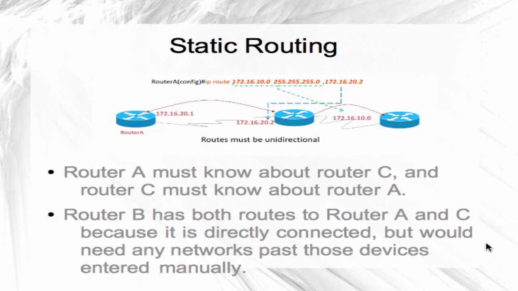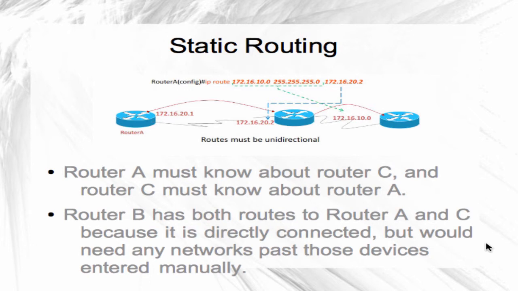So showing here in the static routing, we have three routers. Router A needs to know about router C, and router C must know about router A, to be able to communicate. Router B is in the middle, so it knows about both. But if you were to extend this diagram further, router B would need to know whatever else is on the other side of router C and router A.